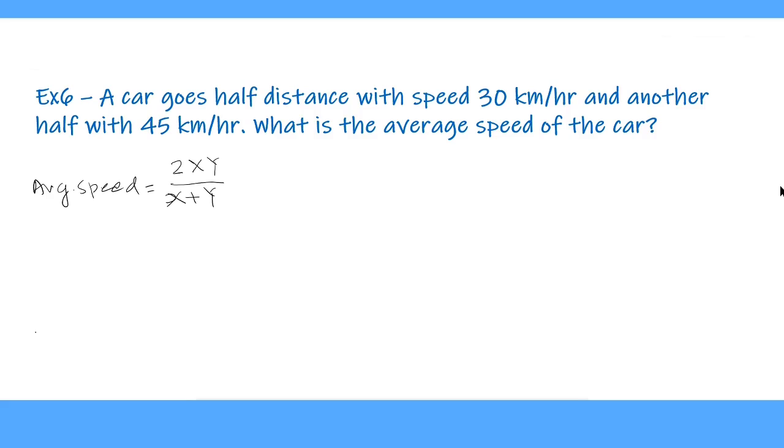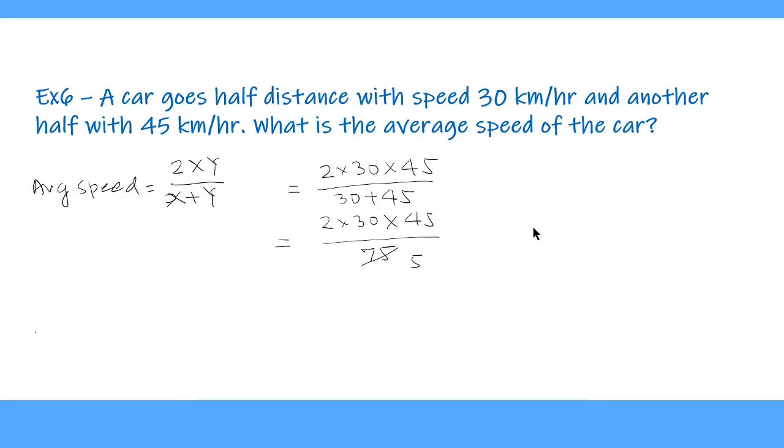So here the average speed equals 2 into 30 multiplied by 45 upon 30 plus 45, which is equal to 2 multiplied by 30 multiplied by 45 upon 75. So we cancel: 15 times 75 equal to 5, and 15 divides 45 for 3 times, and 5 divides 30 for 6 times. So 6 multiplied by 2 multiplied by 3 is 36. So the average speed is 36 km per hour.